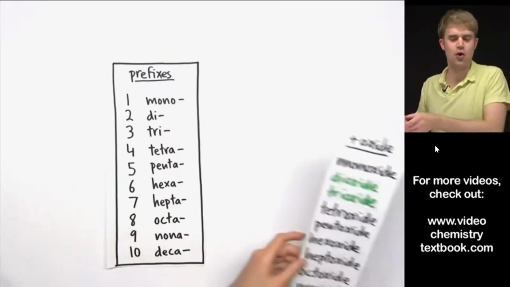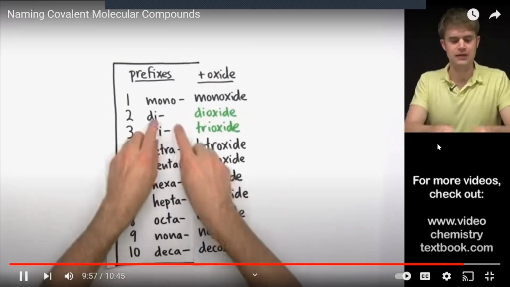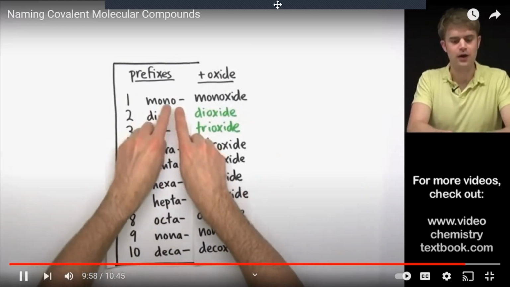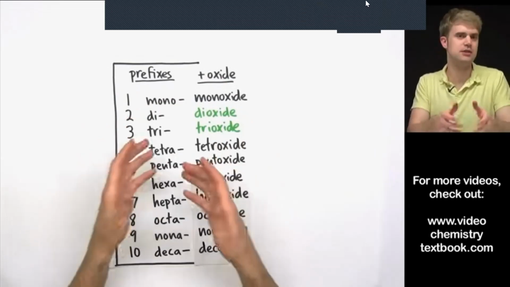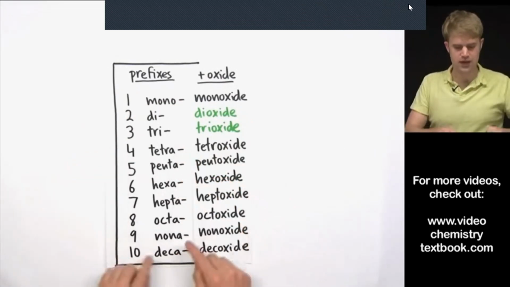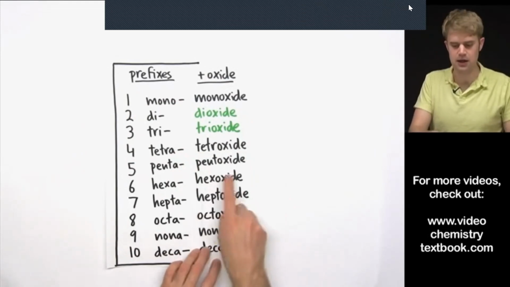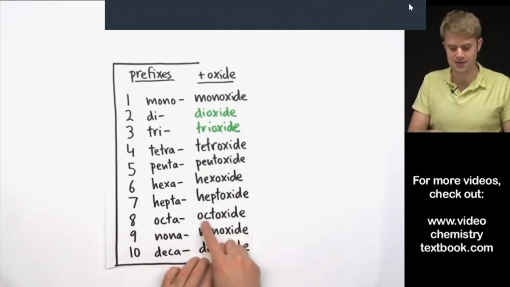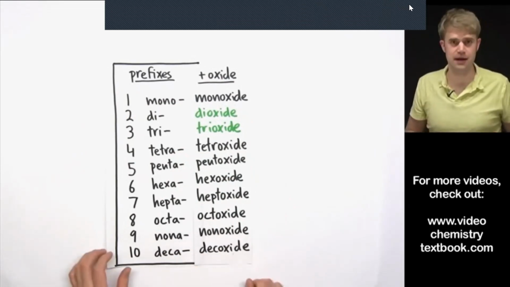We only really have this problem with oxide because it begins in O. And so we get rid of the O here in mono and we get monoxide. Then we don't have to worry about di or tri because they don't end in A or O. And then for all of these others, 4 through 10, we get rid of all of these A's. So we get tetroxide, pentoxide, hexoxide, heptoxide, octoxide, nonoxide, and decoxide.